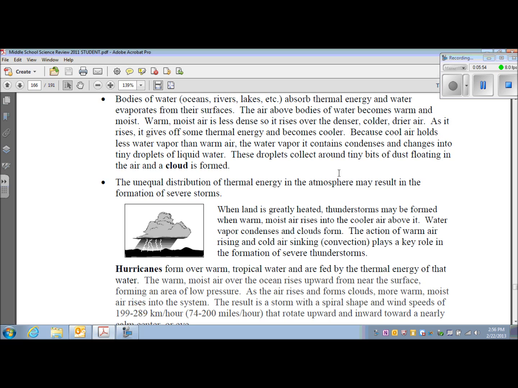When land is greatly heated, thunderstorms may be formed when warm, moist air rises into the cooler air above it. Water vapor condenses and clouds form. The action of warm air rising and cool air sinking, which is convection, plays a key role in the formation of severe thunderstorms.